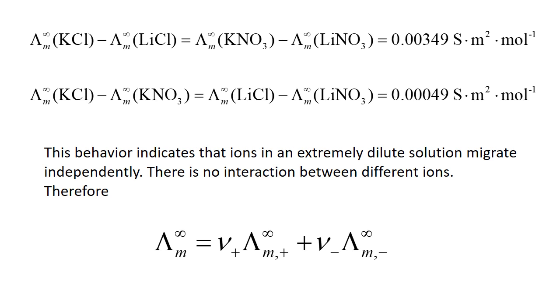Therefore, Kohlrausch established the formula: lambda m infinite is equal to nu plus lambda m infinite of cation plus nu minus lambda m infinite of anion.